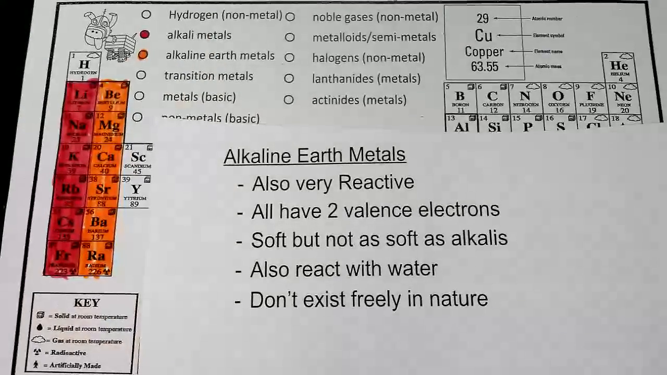So here's some interesting tidbits on the alkaline earth metals. All of them have 2 valence electrons. The alkali metals have 1, alkaline have 2. They're soft, but they're not as soft as the alkalis. They do also react with water, and they don't exist freely in nature, just like the alkali metals. They react with water, and we have lots of water in our atmosphere.